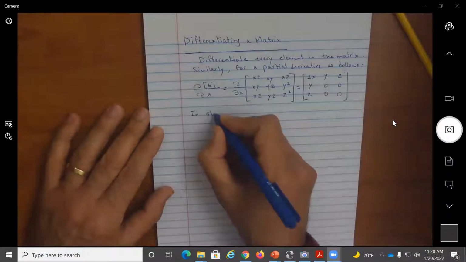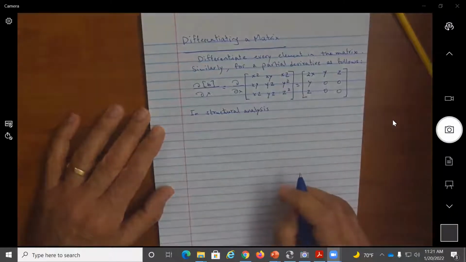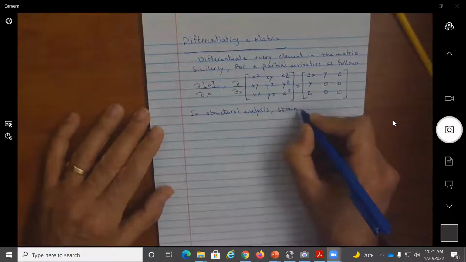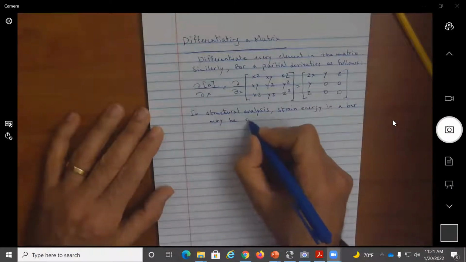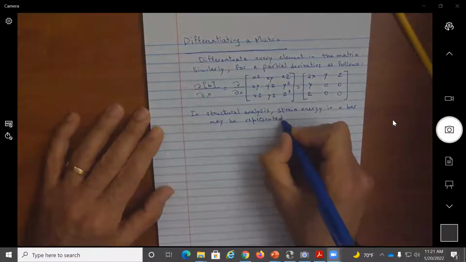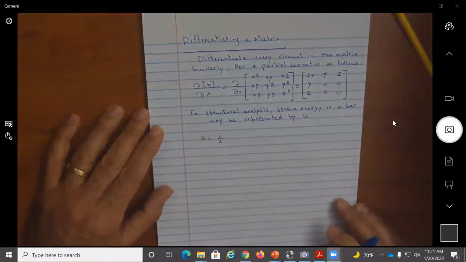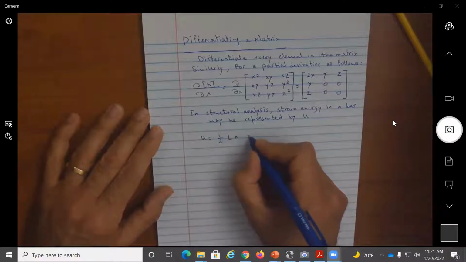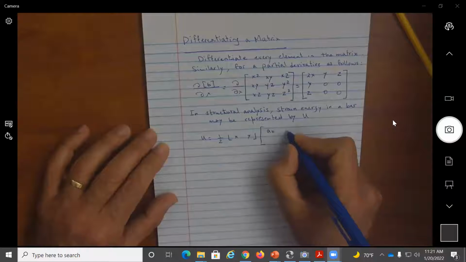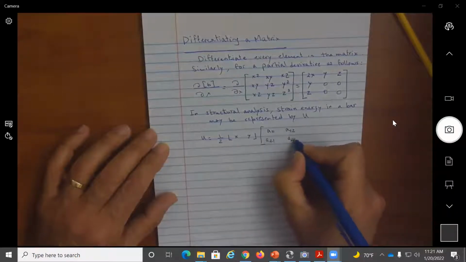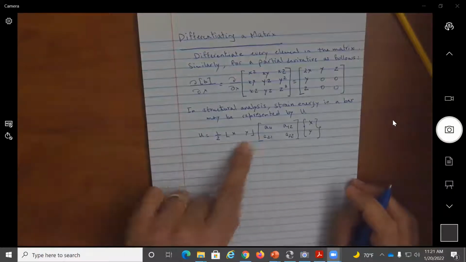In structural analysis, we have, for example, the strain energy in a bar, which may be represented by U, where U is equal to 1/2 multiplied by a row matrix X and Y, so this is a bar element, multiplied by a 2 by 2 matrix A, multiplied by the column matrix of X and Y. Now this is known as the quadratic form.